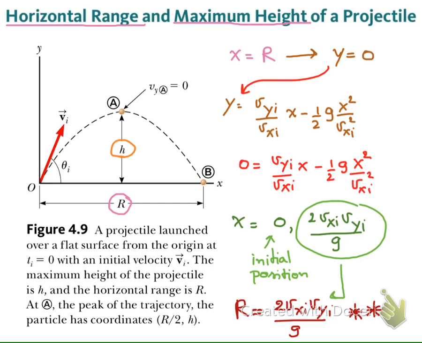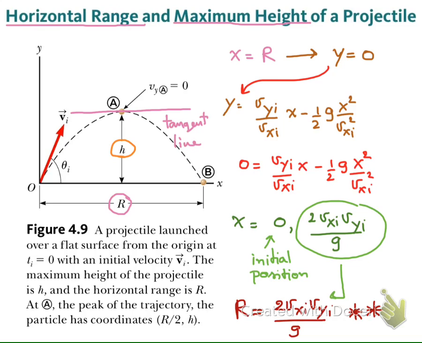For the maximum height of a projectile, if we go back to that figure again, you can see that when the object is at the maximum height and we draw the tangent line here, we will have this horizontal line. Okay, this is a tangent line.